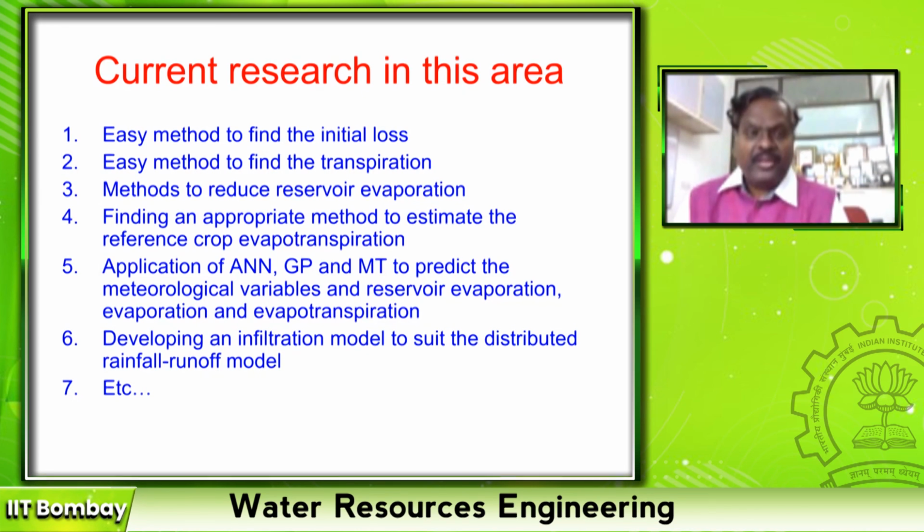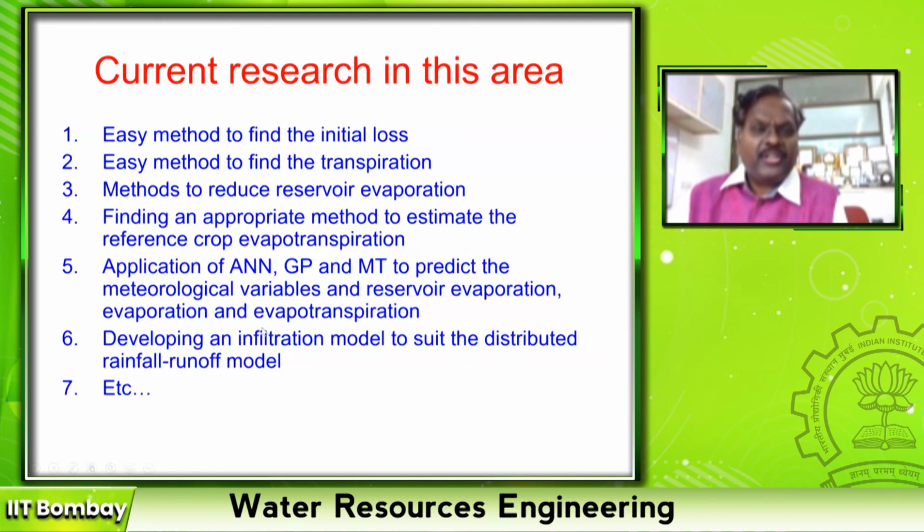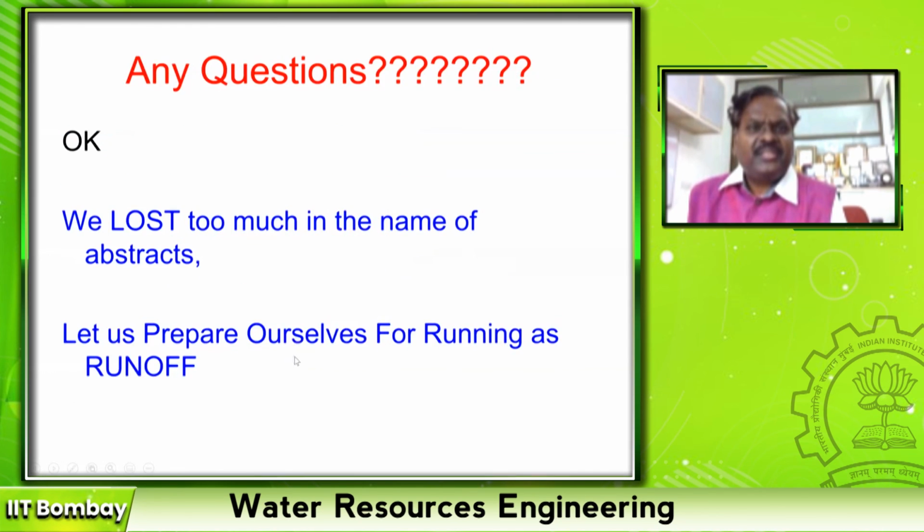I will give you a class assignment for this. Then finding an appropriate method to estimate the reference crop evapotranspiration. Okay. Then people are using application of artificial intelligence techniques to predict meteorological variables as well as reservoir evaporation, evapotranspiration, all these things. Okay, this is the current research in this area. If you have any questions, I'm ready to explain.